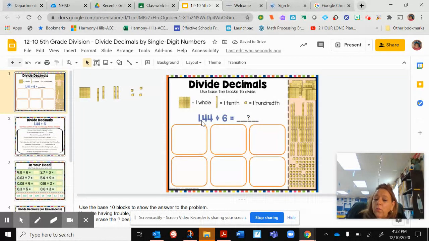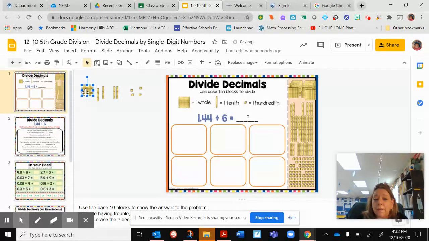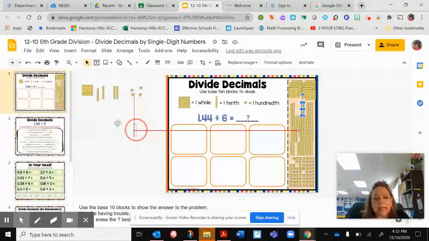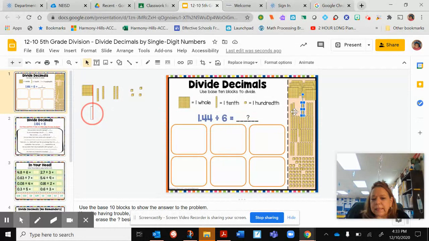All right, so using our base 10 blocks, I have my 1 whole, and I have 6 groups. Can I take this 1 whole and share it in the 6 groups? No, it won't work, so I'm going to have to break this up. When I break up my 1 whole, how many tenths will I get out of that? Absolutely right, 10 tenths. So I'm going to pull out 10 tenths.